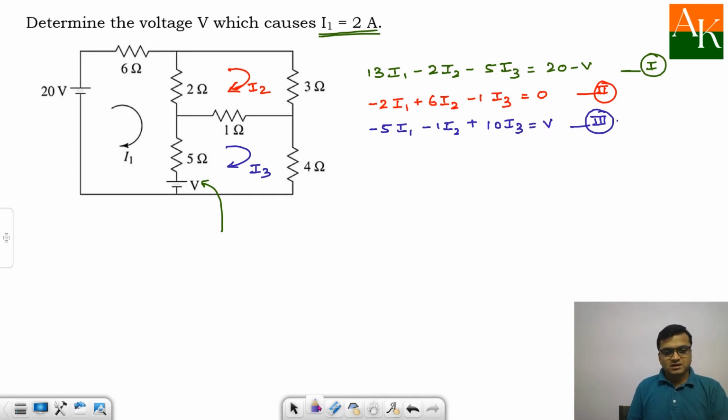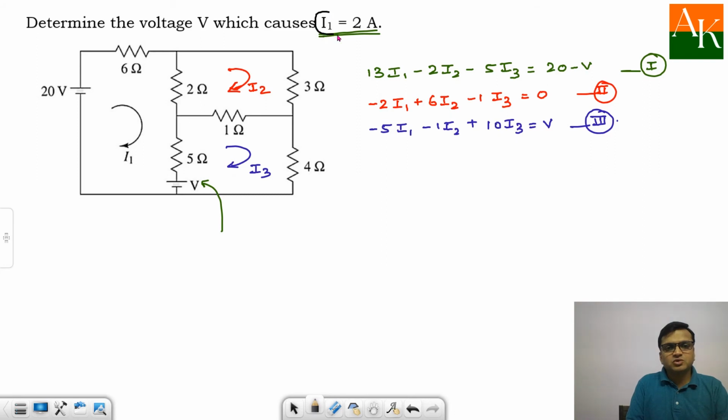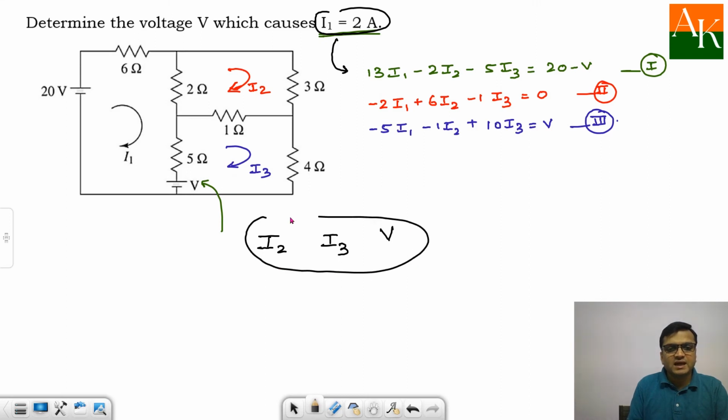Now we will not use Cramer's rule to solve this. What we'll do is substitute I1 equal to 2 ampere over here, and we'll form the equations in terms of I2, I3 and v on one side, and the right hand side will be some constant. So this type of equation system, simultaneous equations, we will solve.